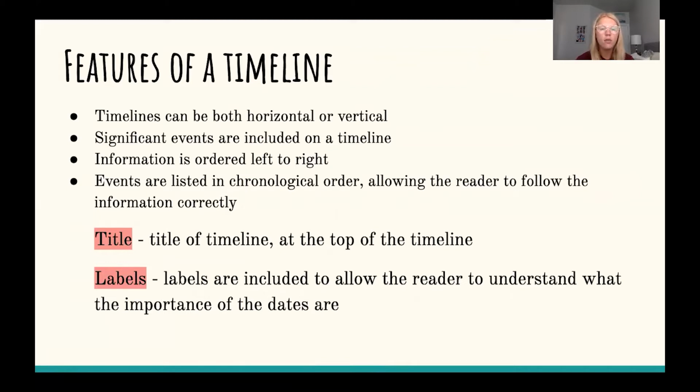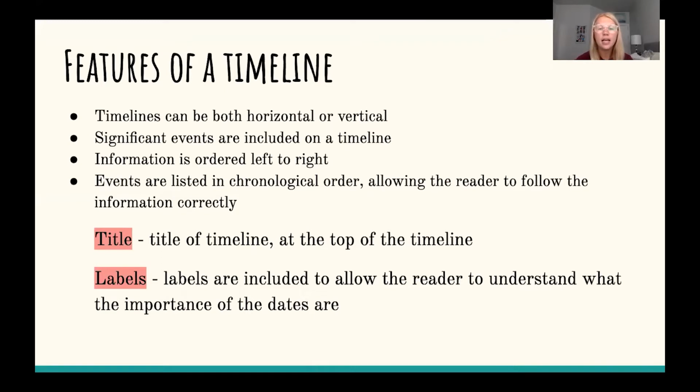Information, as stated before, is ordered left to right, or if it is a vertical timeline, it's from top to bottom. Events are listed in chronological order, allowing the reader to follow the information correctly. Chronological order is by date, as we said before, and two of the most important features of a timeline are the title and the labels.